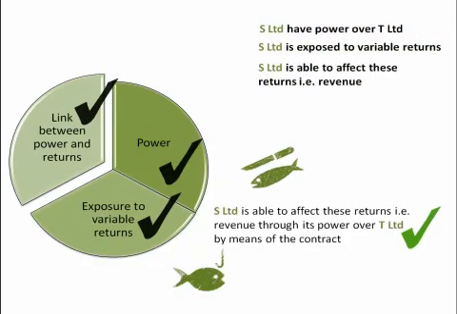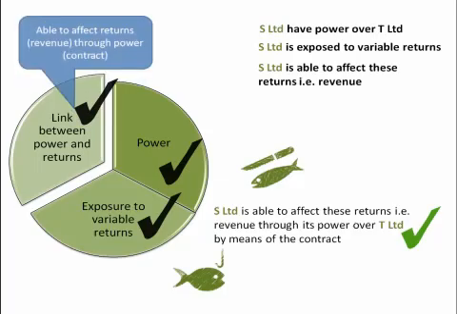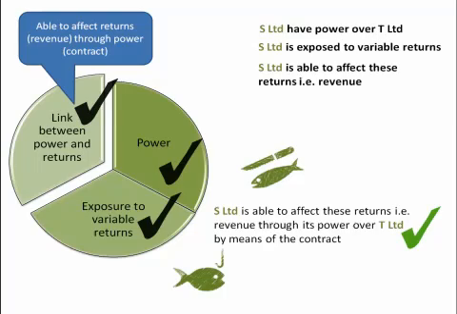The last element is the link between the power and the returns. S Limited is able to affect these returns, i.e. revenue, through its power over T Limited by means of the contract. We have therefore satisfied the three elements of control and can conclude that S Limited does control T Limited.